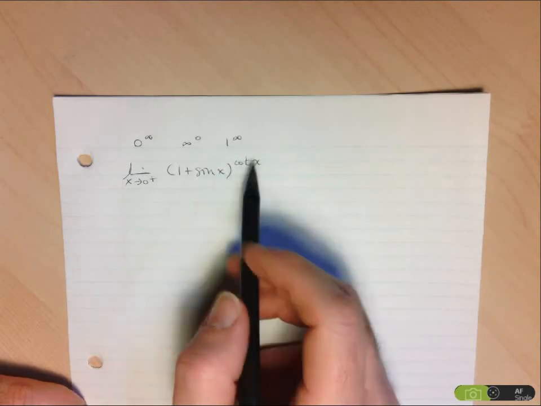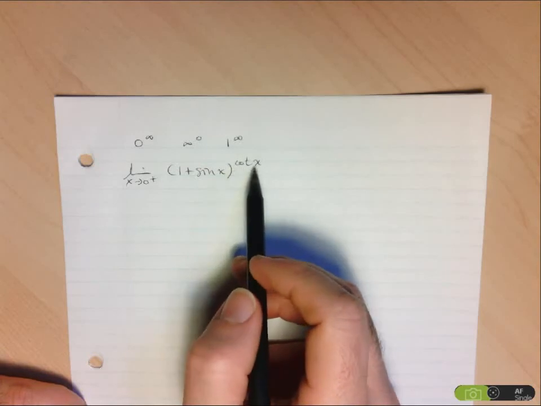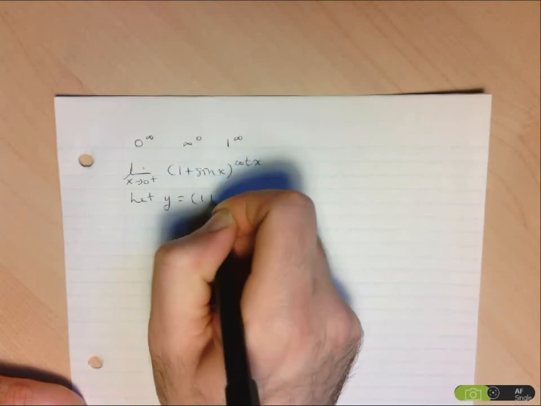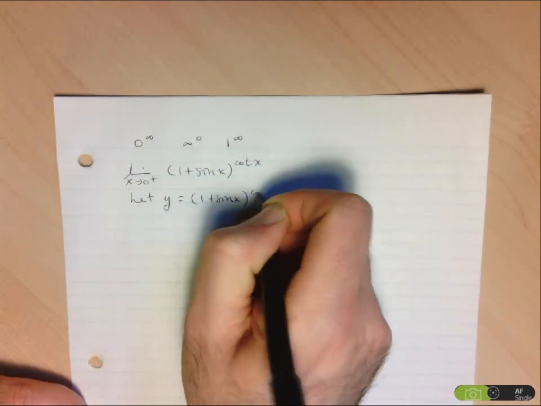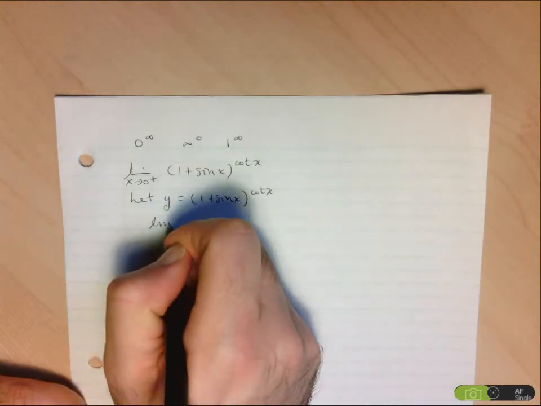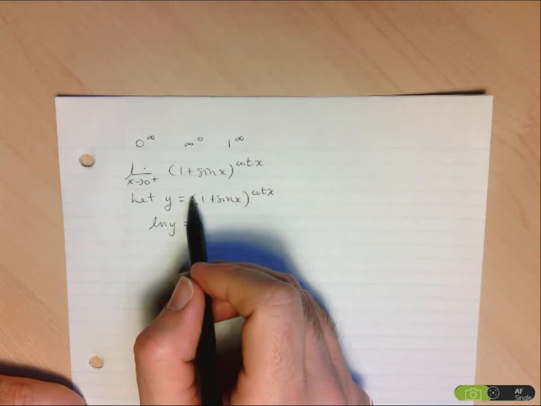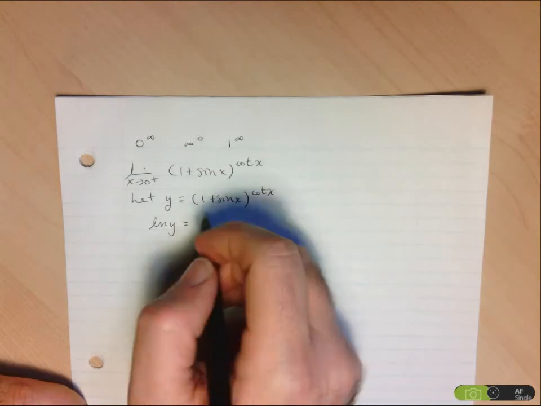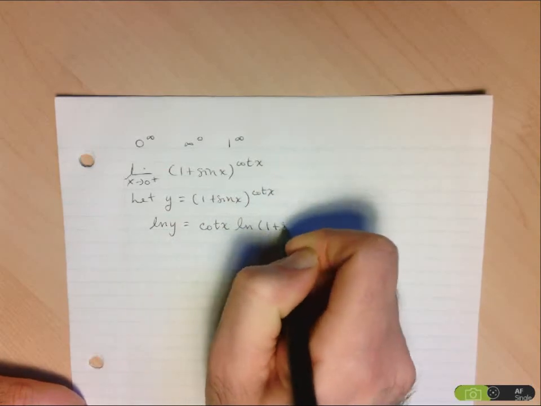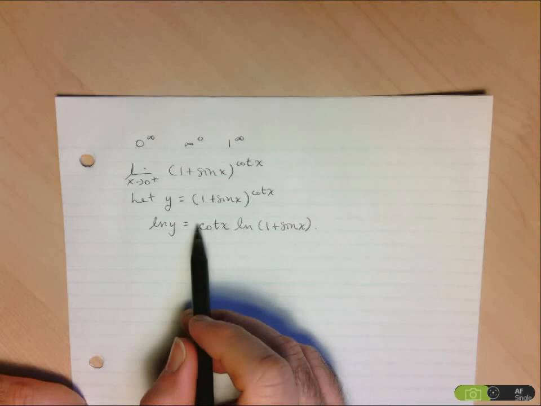Now, not surprisingly, we'd like to get rid of this exponent here, and we'll use a trick that we've seen in the past. So what we're going to do is define y as being 1 plus sine x to the cotangent of x, and instead of working with y, we're going to work with ln of y, because then that allows us to use the ski-slope rule, bring the cotangent of x down, and have it become a multiple. So this will be cotangent of x times ln of 1 plus sine x. Okay, so we're now going to work with this limit here.